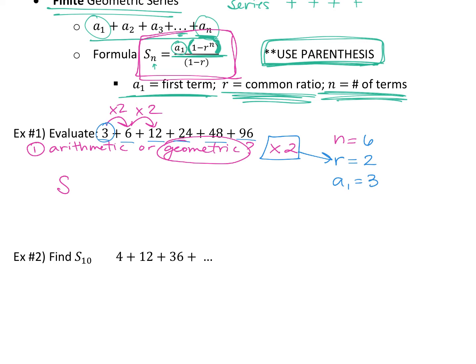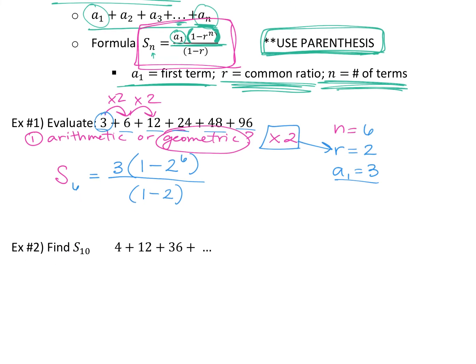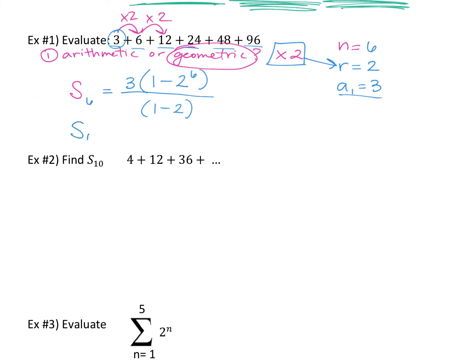So we're going to say S sub what? 6 equals a sub 1, which is the 3, parentheses, 1 minus 2 to what power? The 6th power, your n. End that parenthesis. Then divide, parenthesis, 1 minus your 2 again. Okay, now get your calculator out and plug that in and make sure you're getting the right answer here. Tell me what you get.